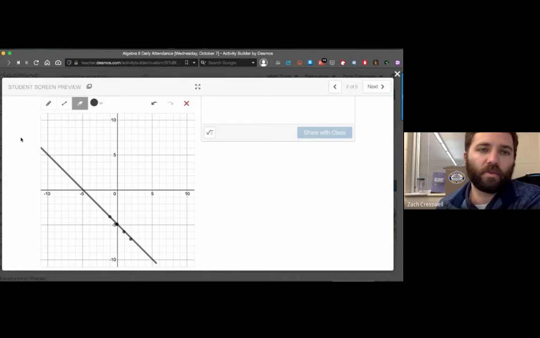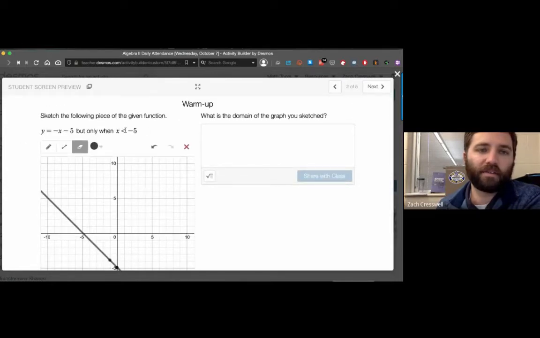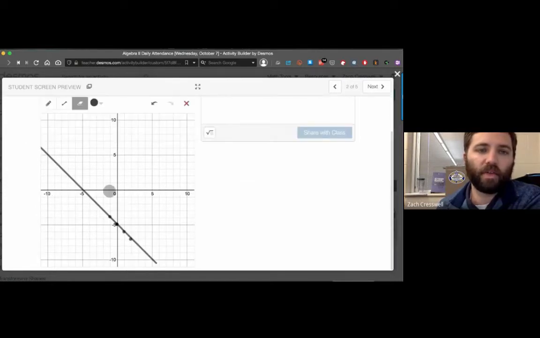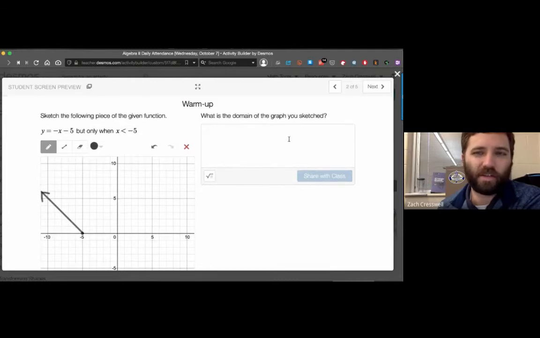And then the question is, you only want when x is less than negative 5. So that means all of the line that is to the right of negative 5, we want to get rid of all of that. And then we'll make it a proper line that goes on indefinitely by making it an arrow. So this is what the graph of that piece of the line looks like.